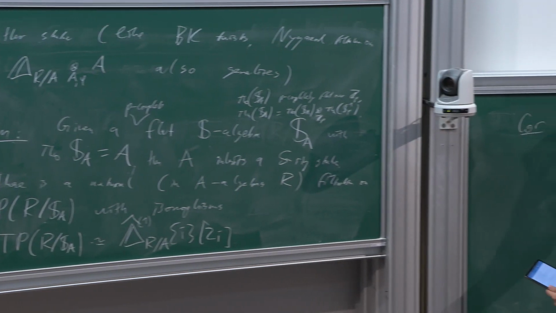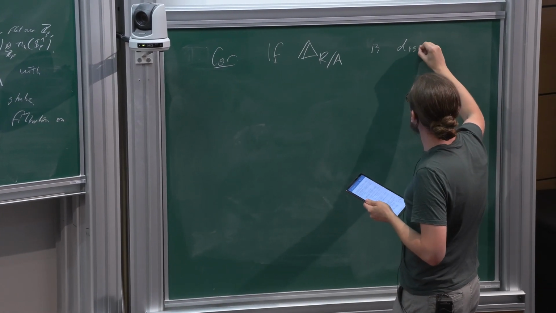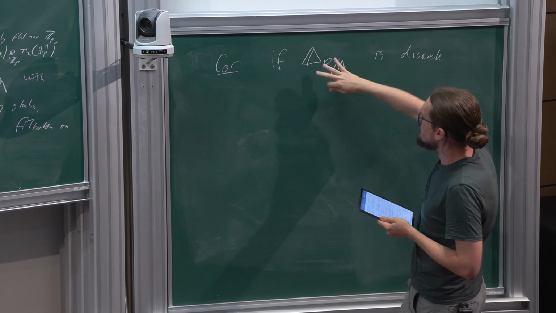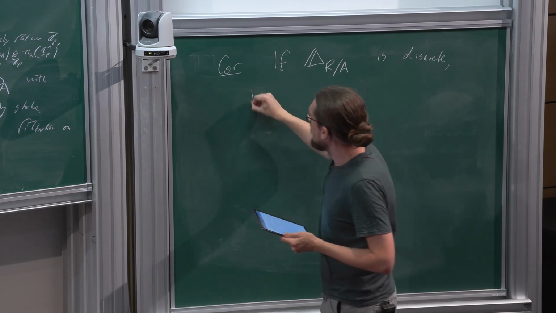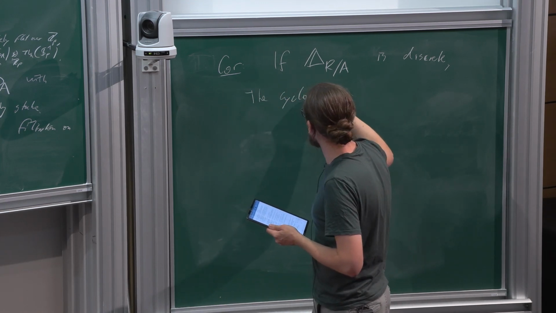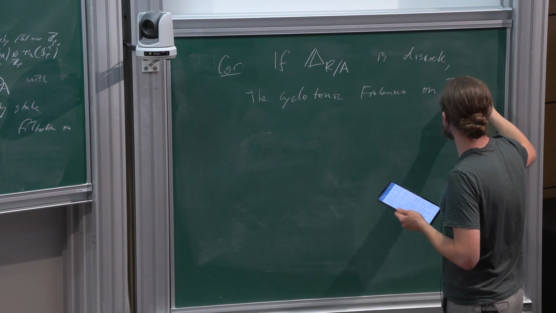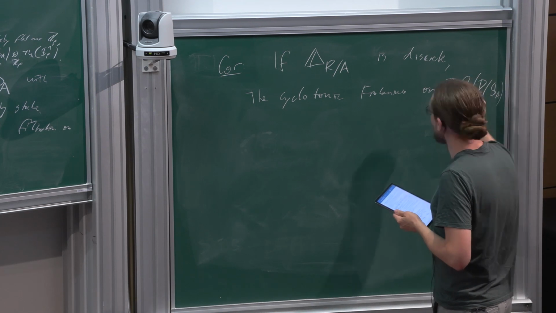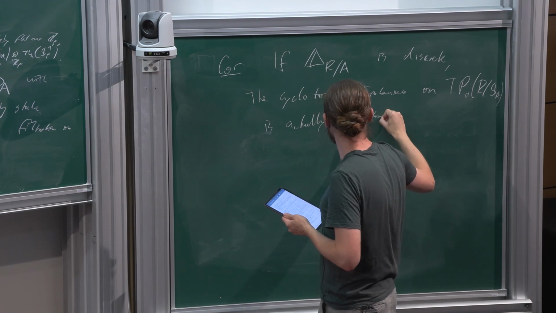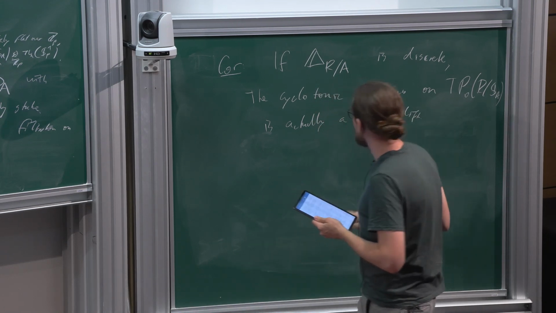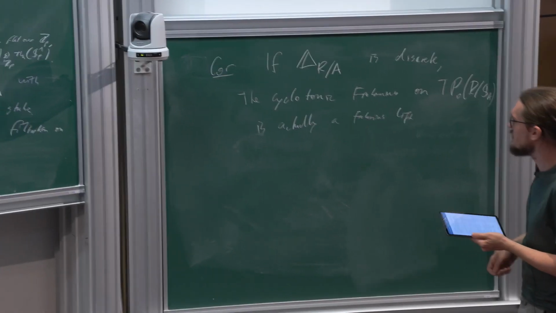Corollary: if this prismatic cohomology is discrete, so this holds in some kind of relatively quasi-regular semiperfectoid setting, for example, the cyclotomic Frobenius on TP0 is actually a Frobenius lift. It's kind of mysterious what the cyclotomic Frobenius has to do with Frobenius lifts in general.